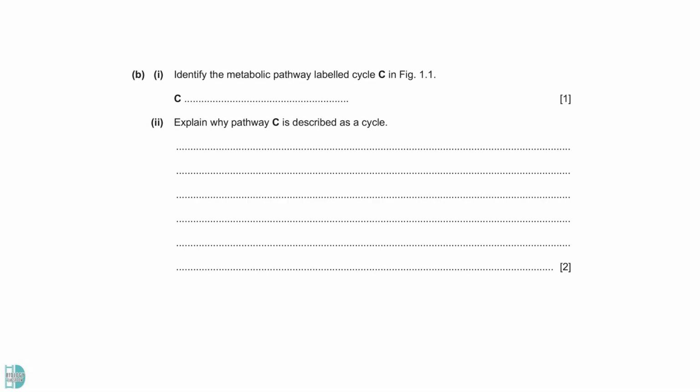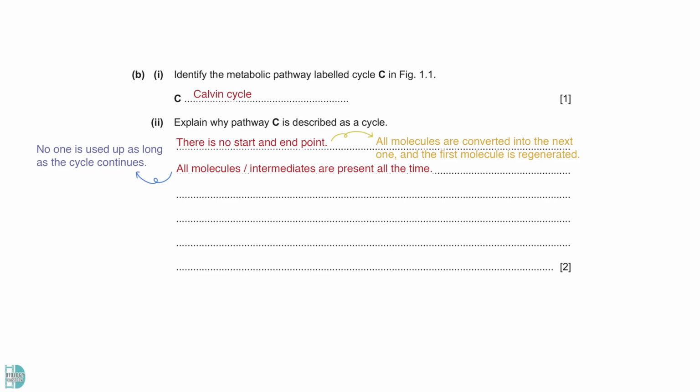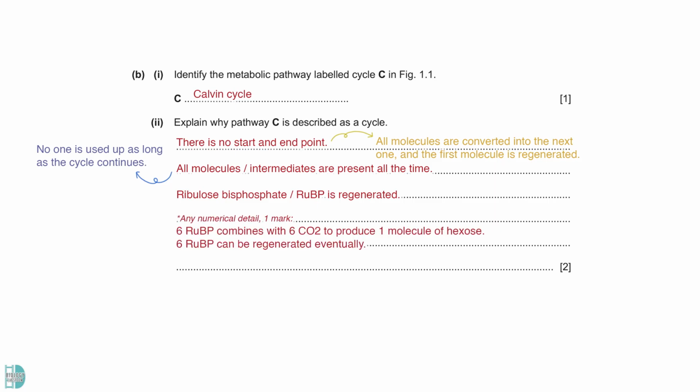The metabolic pathway that occurs in the stroma of a chloroplast is the Calvin cycle. It is described as a cycle because there is no start or end point. All molecules are converted into the next one and the first molecule is regenerated. In other words, all molecules are present all the time since none is used up as long as the cycle continues. In the Calvin cycle, the starting molecule, RuBP, is regenerated when a full cycle is completed. You can also get 1 mark if you provide a numerical detail of the molecules involved in the Calvin cycle.